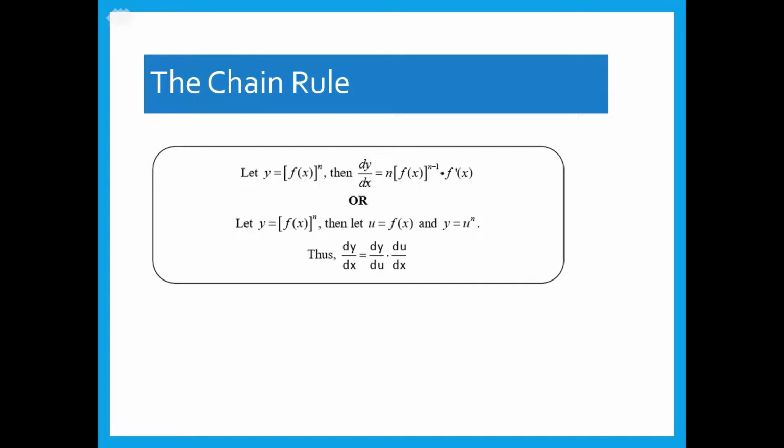We can also differentiate this function using the chain rule by letting u equal to f(x) and y equal to u to the power of n. Dy over dx is equal to dy over du multiplied with du over dx. The chain rule helps us to differentiate a function of a function which is known as the composite function.